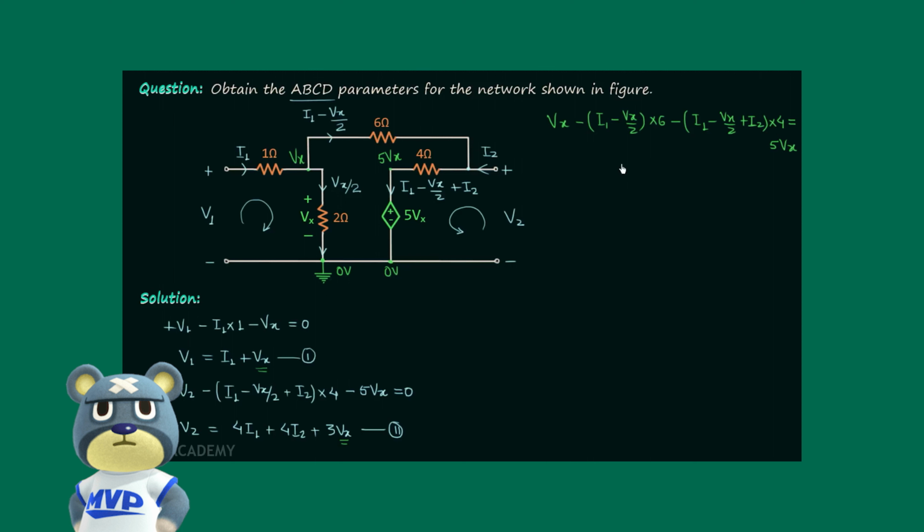When you simplify this, you will find voltage Vx is equal to 10 times current I1 plus 4 times current I2. Now when you put Vx equal to 10 I1 plus 4 I2 in equation number 1, you will find voltage V1 is equal to 11 times current I1 plus 4 times current I2, and let's say this is our equation number 3.